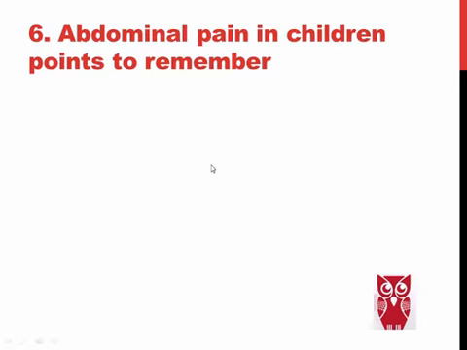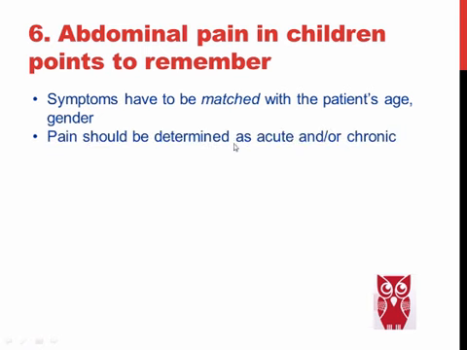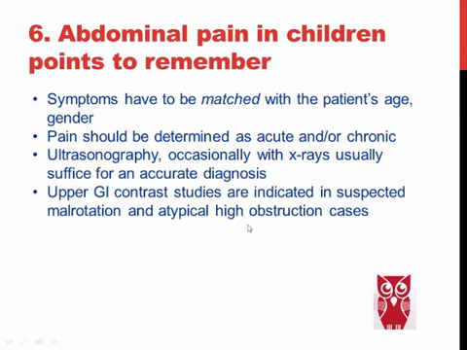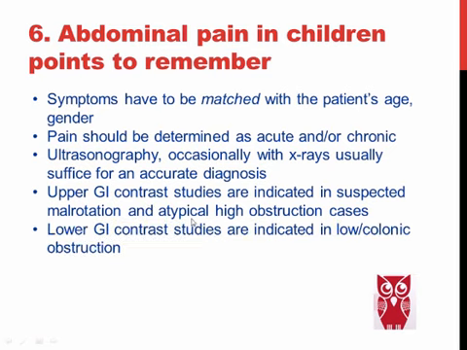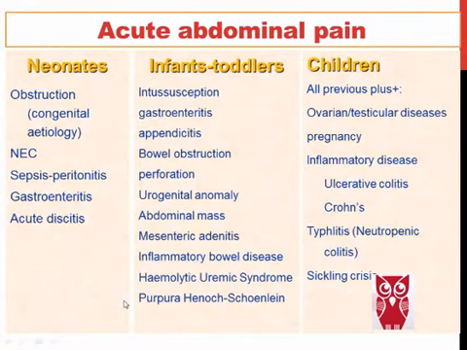Points to remember about abdominal pain in children. You need to consider age, because your differential diagnosis will be different with various ages, and it will be different in children with acute abdominal pain and chronic abdominal pain. Start with ultrasonography. You can usually finish with ultrasonography and x-rays, especially in neonates. Consider upper GI studies in suspected malrotation in atypical high obstruction cases, and low contrast studies in low or colonic obstruction, and reserve axial multiplanar imaging for difficult cases.